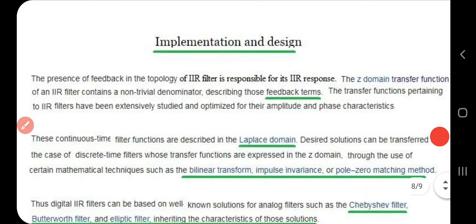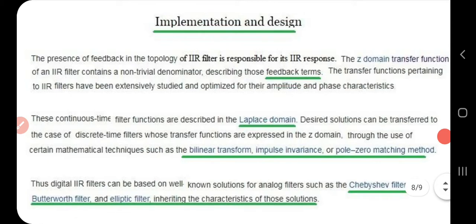Okay. Now about implementation and design. This is just theory, you can read through it. So here, the Z domain transfer function of an IIR filter contains a non-trivial denominator describing those feedback terms. So this denominator will have feedback terms.